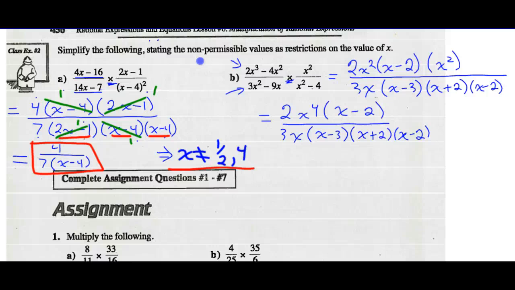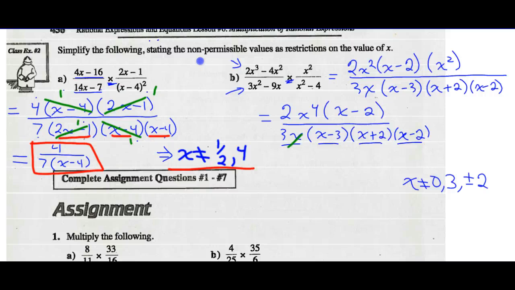Before I start reducing any like terms, I should state my restrictions. So restriction of 3x, we know that x in that case can't equal 0. X minus 3, so x can't equal positive 3. X plus 2, so x can't equal negative 2. And x can't equal positive 2. So x can't equal plus or minus 2. So there are restrictions. Now I go ahead and reduce any numerator with any denominator.